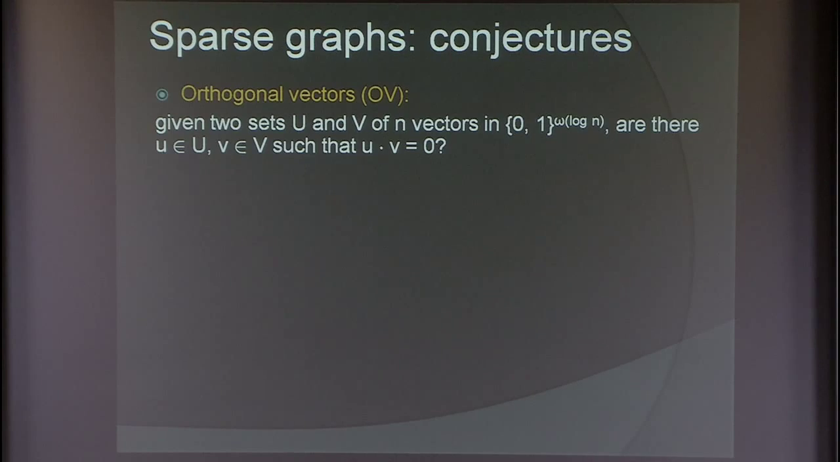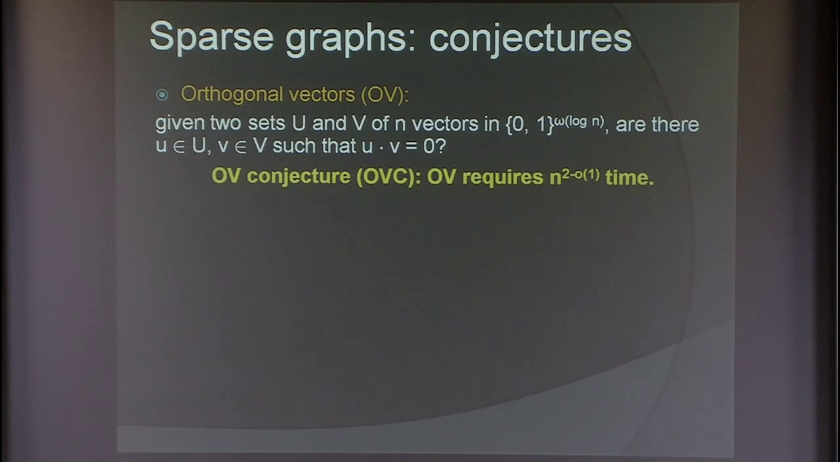The first one is the orthogonal vectors conjecture I mentioned yesterday, which is: given two sets of n vectors each, with maybe slightly super logarithmic dimension, are there two vectors that are orthogonal? The conjecture was that if you want to solve this problem on the word RAM, let's say, it requires n to the 2 minus little o of 1 time. And I have showed you the proof of this theorem that strong ETH implies the orthogonal vectors conjecture. So if you believe strong ETH, you need to believe this one too.